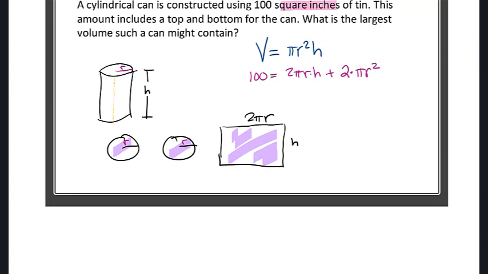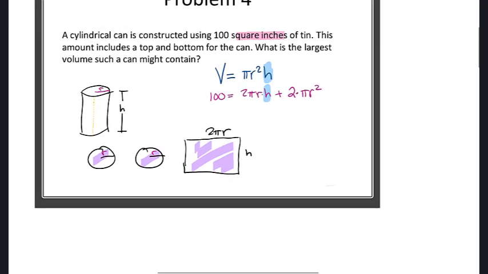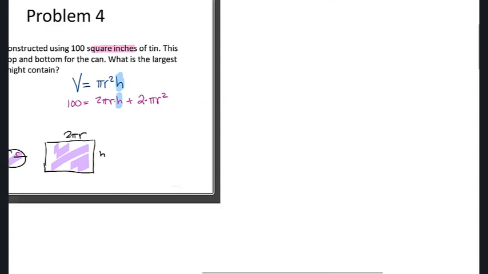So what we need to do now is we want to plug into our volume formula right there, right? We want to be able to plug into it, but we don't want to have two different variables. We don't want an R and an H. So I think the best way for us to do this is to solve for H in our constraint. And then we can plug it in, then everything's going to be in terms of R.